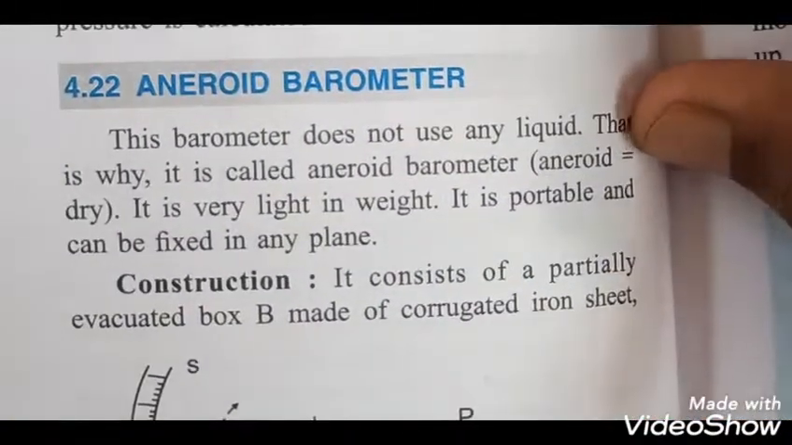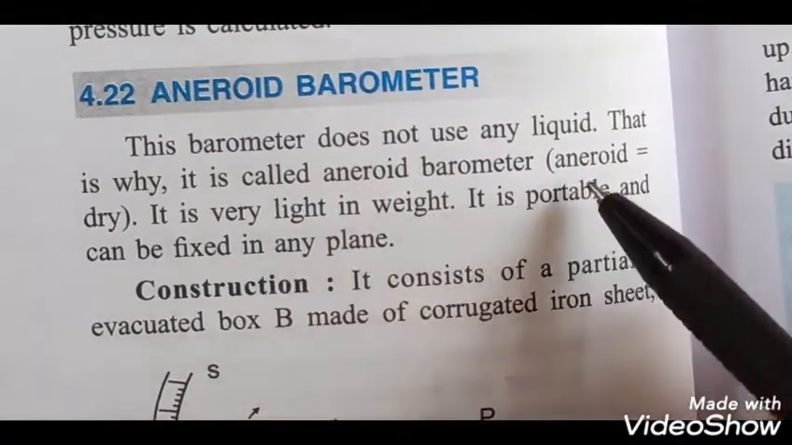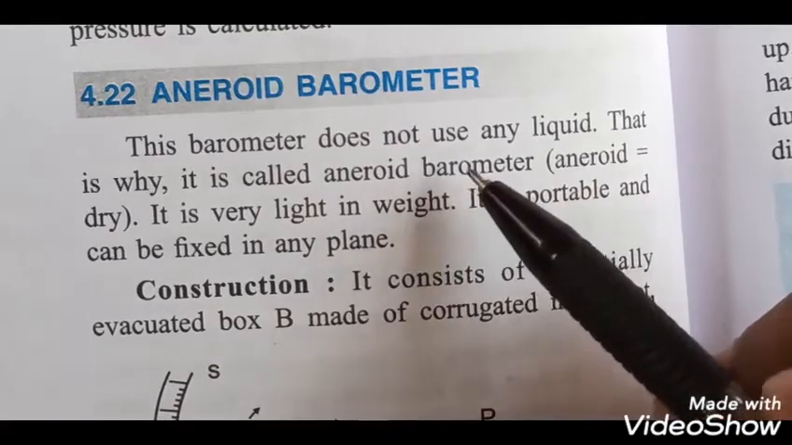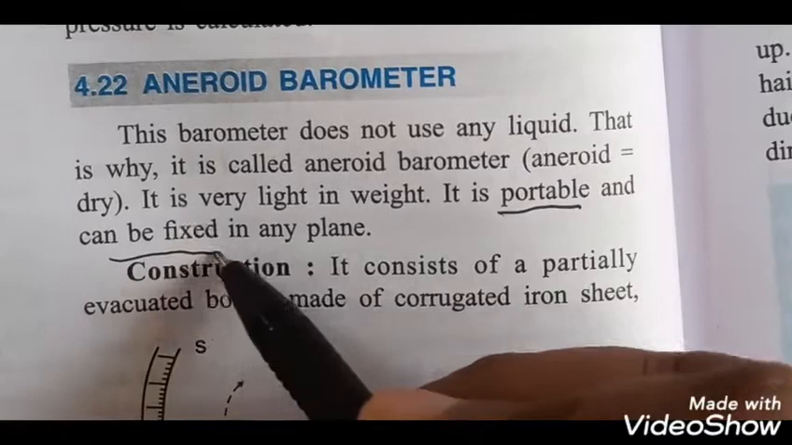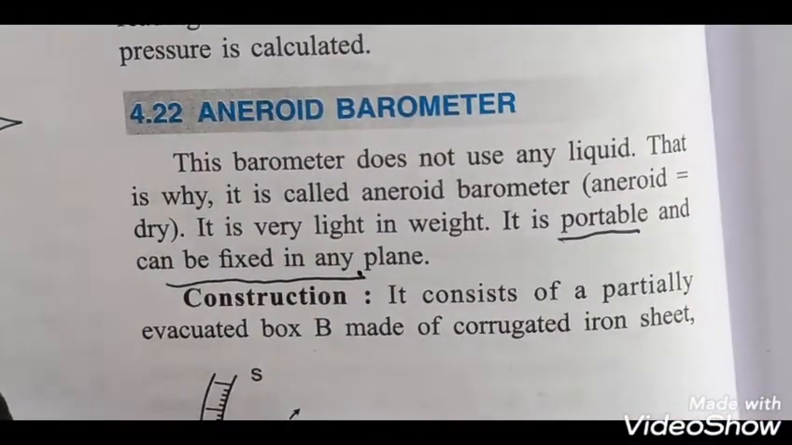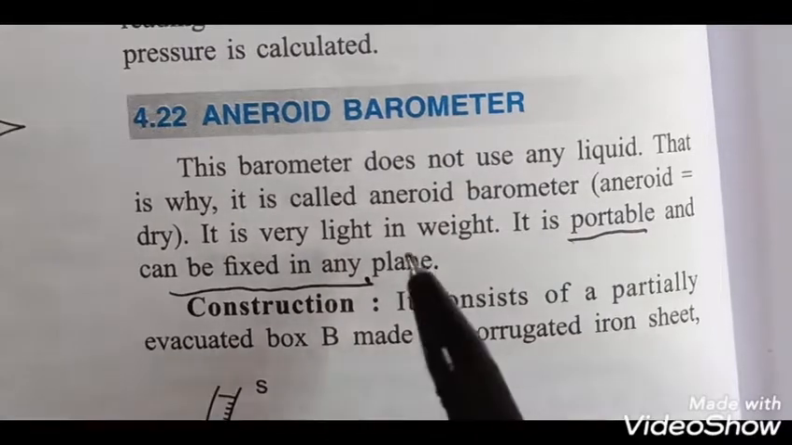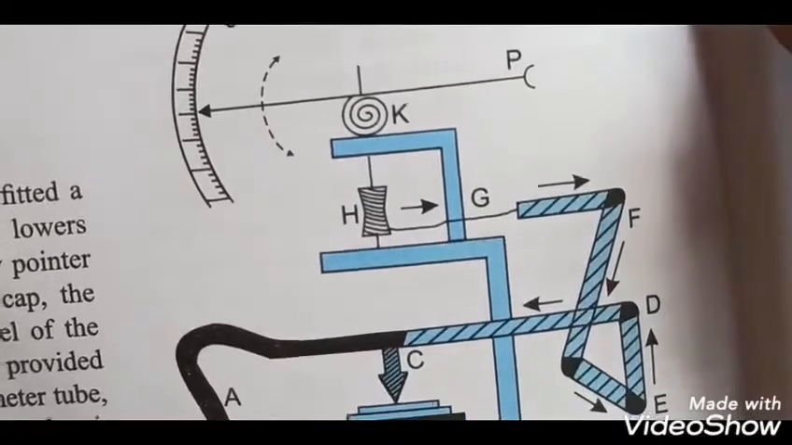Now the next one is the Aneroid barometer. Aneroid means dry, so it has no liquid, so it is only a dry barometer. It is highly portable and can be fixed in any plane. The Fortin barometer and simple barometer are both placed in vertical position, but the Aneroid barometer can be placed in any position. And construction now.